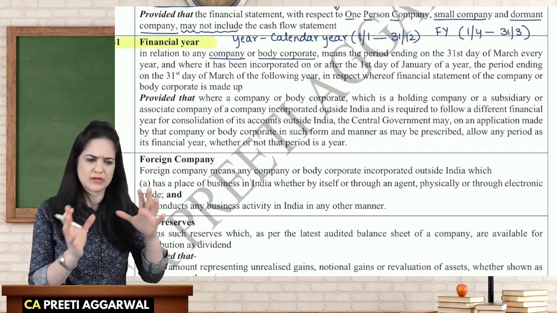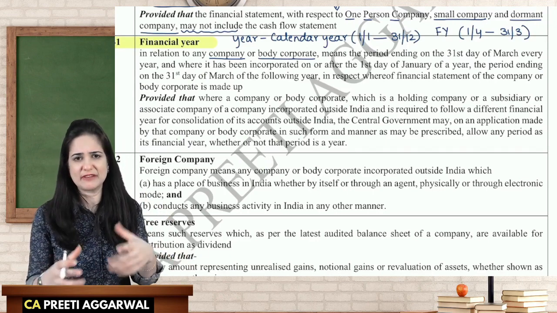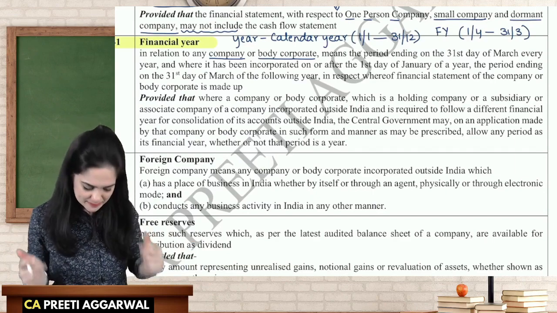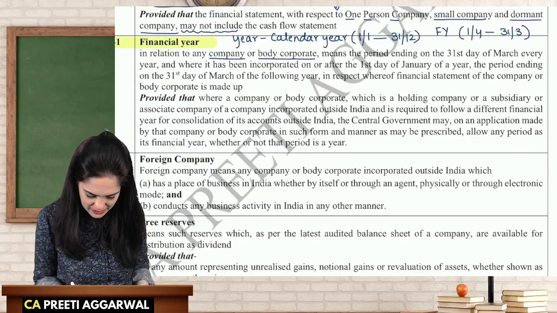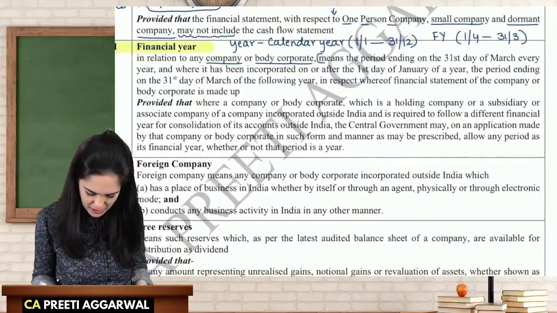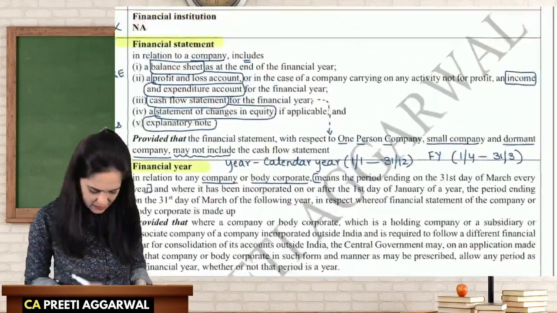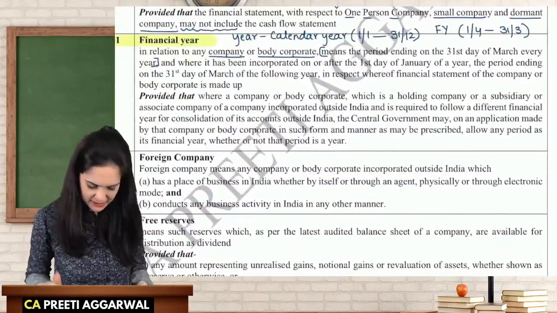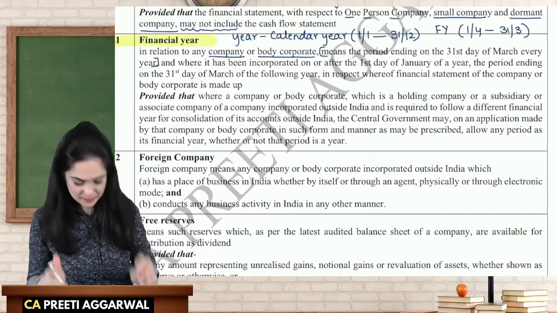So, if a company or a body corporate is defining financial year, what does it mean for them? It means the period ending on 31st March every year. All right. So what is happening? It means period ending on 31st March. We are aware of this.